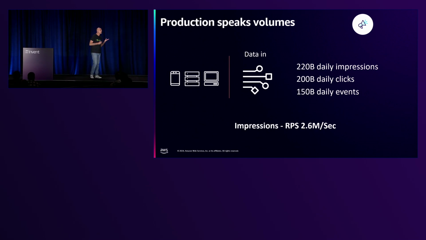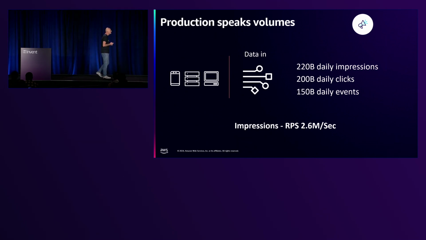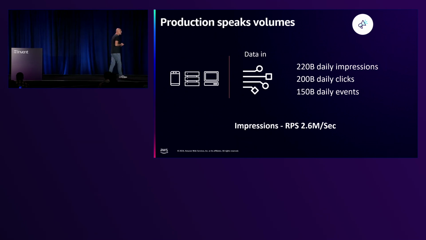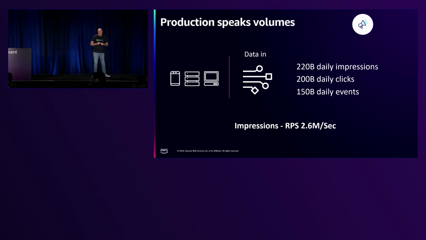We have around 220 billion impressions per day. An impression is a view of an ad. A little bit less for clicks and events. Approximately, it gives us 2.5, 2.6 million requests per second. It's a live, kicking environment. Production is a big issue at AppsFlyer. So those are the numbers. It's important for me to say that because we are talking about the edge, and I want to emphasize that.